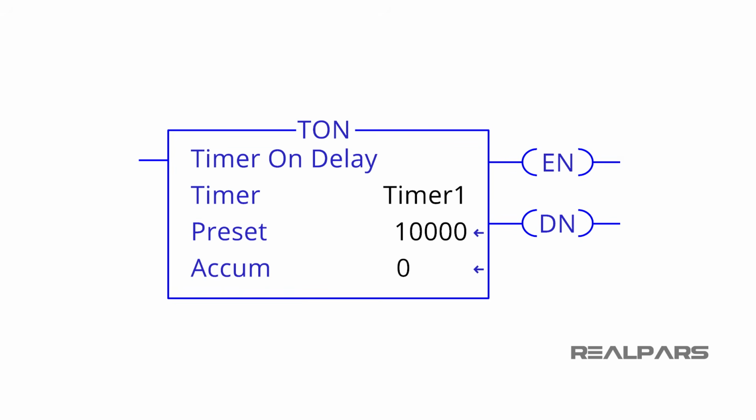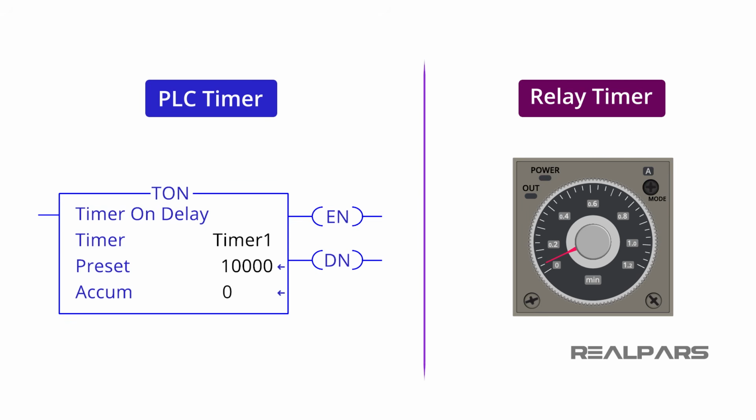PLC timers are internal PLC instructions that can be used to delay input and output signals in the PLC program. These timers operate like relay timers, but you cannot hold a PLC timer in your hand, and they do not need to be connected to wires to operate.